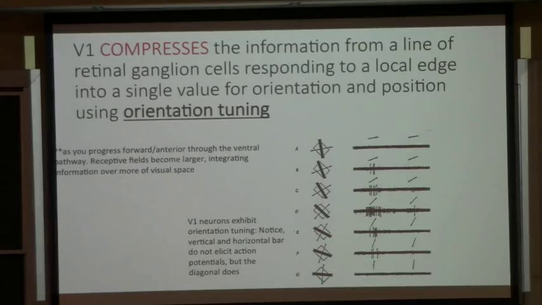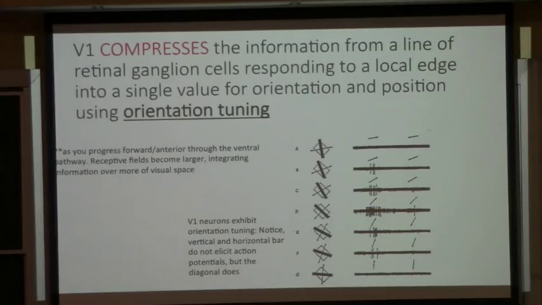All right, so the next important part is that your V1 actually compresses the information from a line of retinal ganglion cells responding to a local edge into a single value for orientation and position. So this is called orientation tuning. And this is super important.